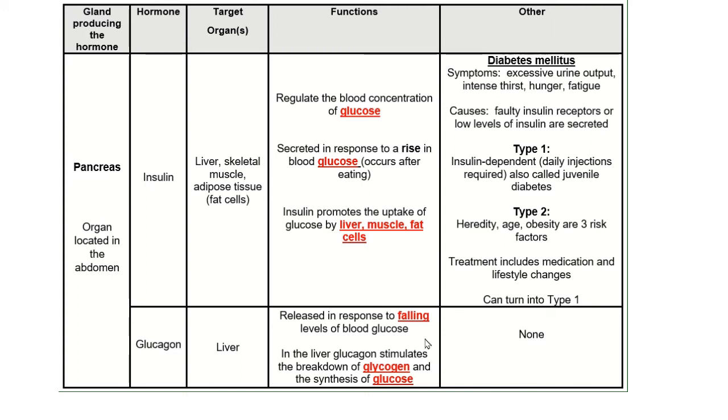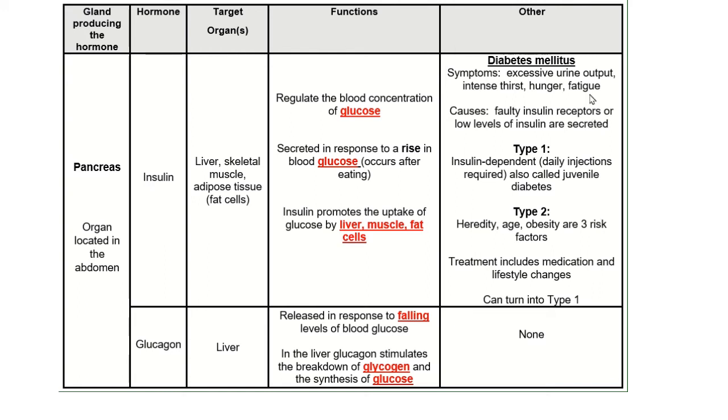In the liver, glucagon stimulates the breakdown of glycogen. Glycogen is a polysaccharide, which are links or chains of glucose. So basically, it's a bunch of glucose molecules linked together. So your liver is going to release that extra glucose into your bloodstream, your blood glucose levels go up, and your body has maintained homeostasis.